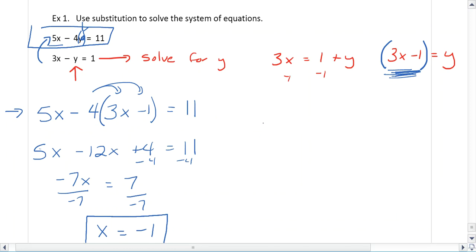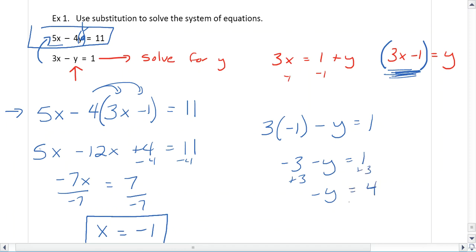So we take the x and we put it in, or so I should say take the -1 and put it in where the x is. And now we have to solve this for y. So I have -3 minus y is 1. Go ahead and add a 3 to both sides. And -y equals +4. So therefore, if I divide both sides by -1, I get a positive y is -4.